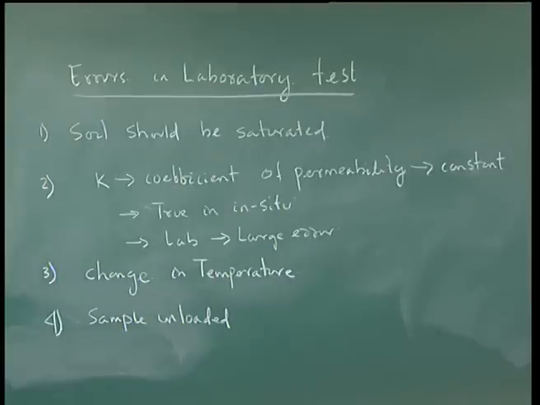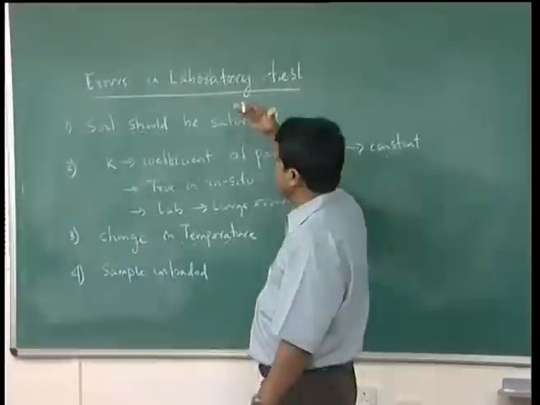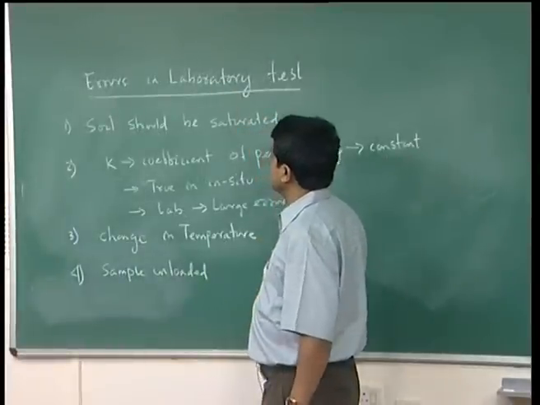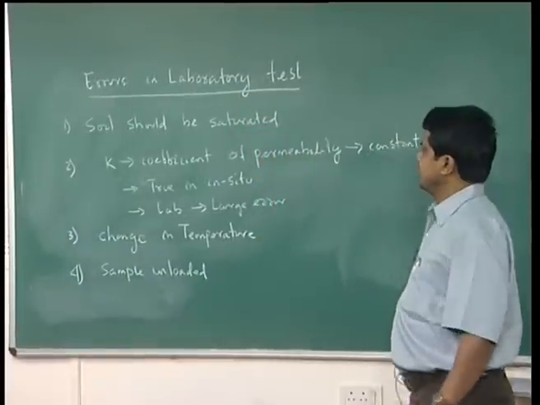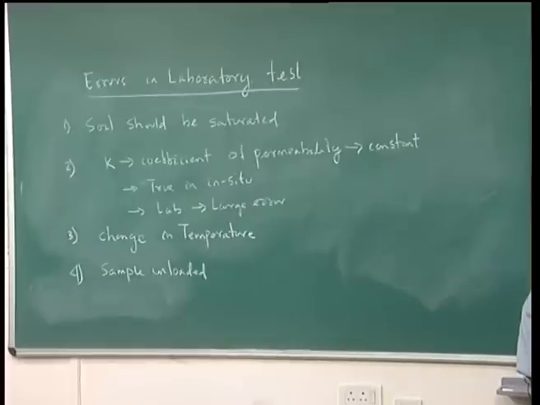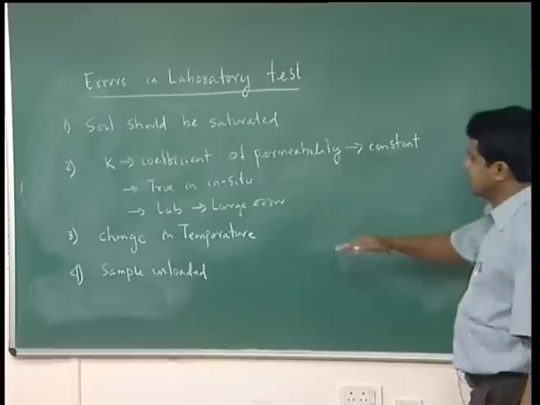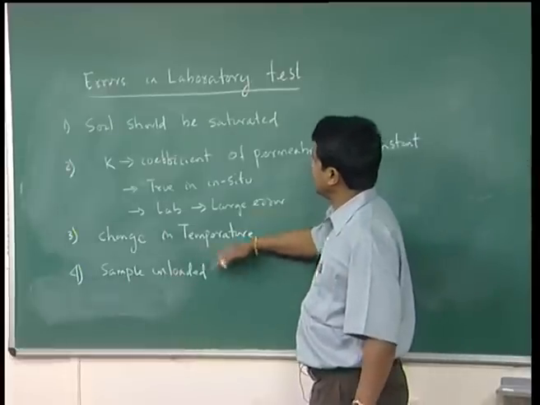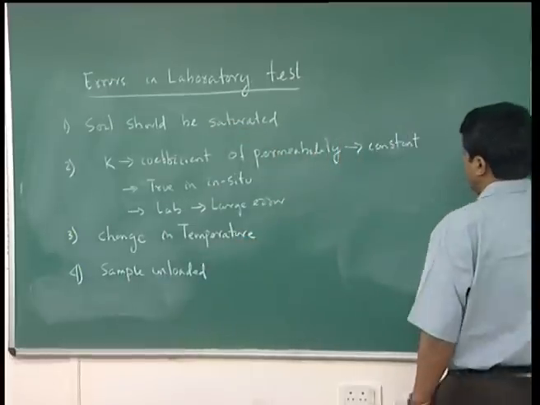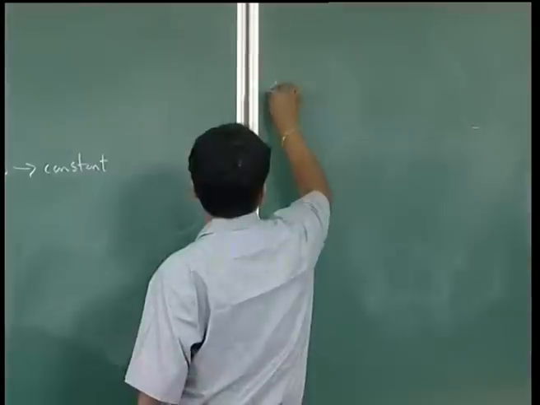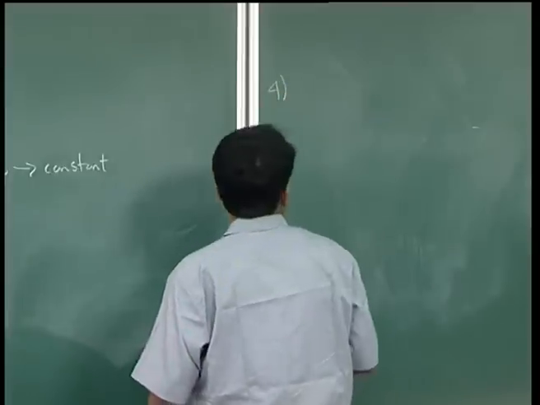These are the 4 points. One is soil should be saturated, second is coefficient of permeability, third is change in temperature, fourth is sample unloaded. Let me go from bottom to top. The first part, let us say fourth, is sample unloaded.